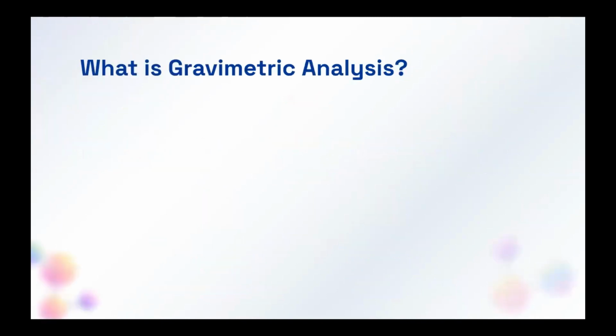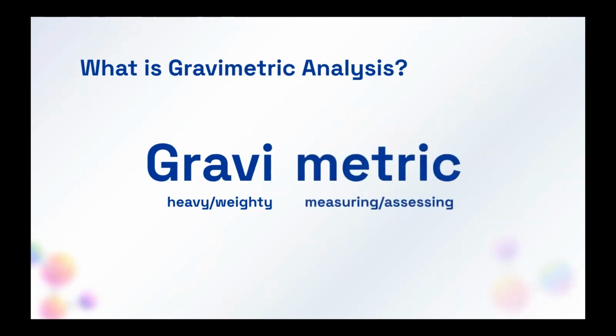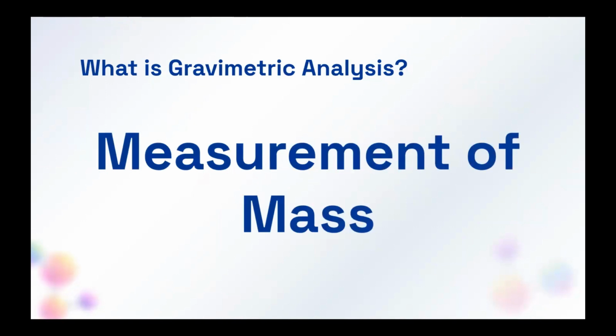So first, before we delve into the calculations of gravimetric analysis, let's first identify the word gravimetric. So what do you understand from the word gravimetric? Okay, so the word gravi is derived from the Latin word gravis, and gravis means heavy or weighty. And when something is called heavy or weighty, it is associated with mass. And metric is for measuring, assessing. So in simple terms, gravimetric analysis is measurement of mass.